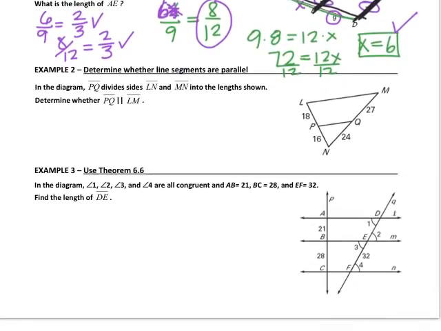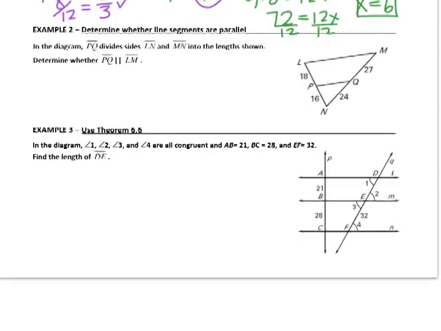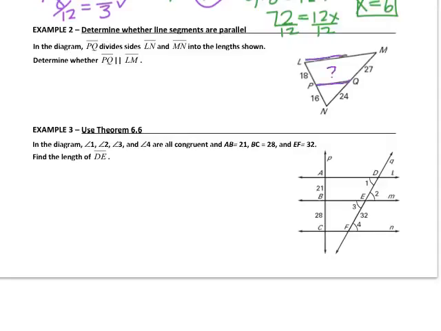So example number 2 is going to demonstrate the opposite of that. What they're asking us to do is look at and see, is this line parallel to this segment here? So is segment PQ parallel to segment LM? How can we check? Well, we can take the segment lengths that we have and put these in a proportion, and if they reduce to the same scale factor, or if when we cross multiply they come out to the same number, then we know that's correct.